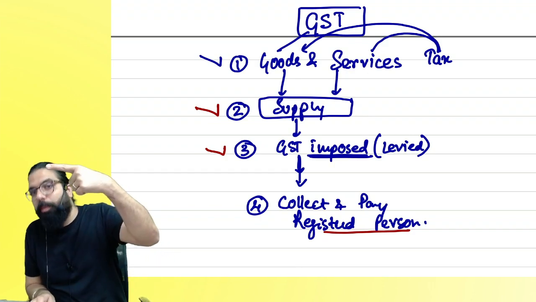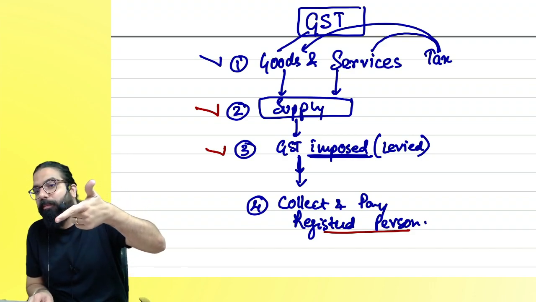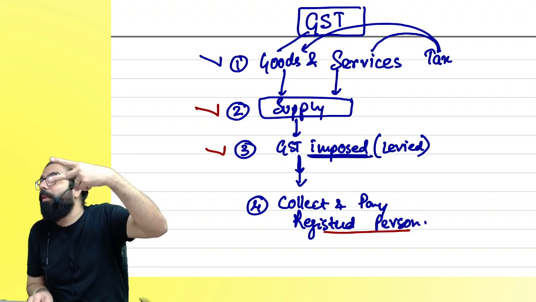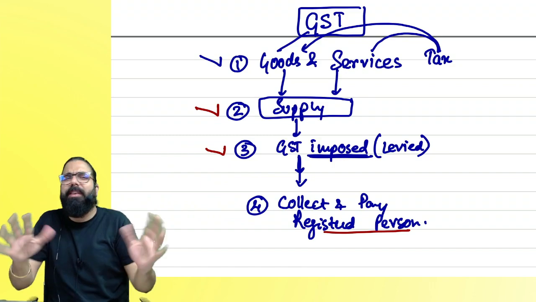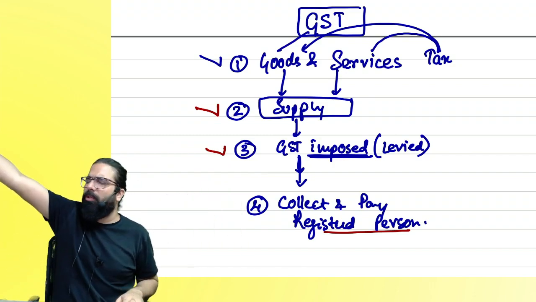So there are four important things which you have to remember. Number one, goods should be there. So we'll read the definition of goods. Then it has to fall in the definition of supply. Then GST will get imposed. Once GST gets imposed, we will. Baba, think about a small shopkeeper, this dosa wala shop wala.